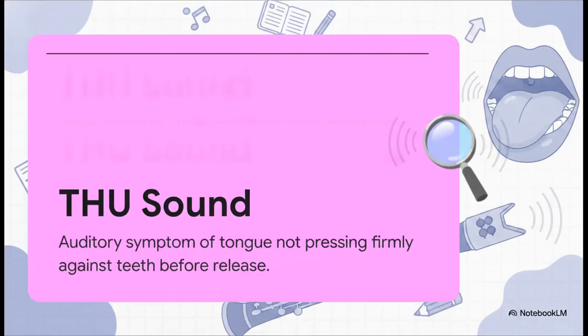Since band is an auditory medium, knowing exactly what to listen for is just as vital as what to look for. If you hear this huffing or puffing "thu" sound during articulation, that is an immediate red flag. It's an auditory symptom telling you their articulation mechanics are just too weak. Specifically, it means their tongue isn't pressing firmly enough against the teeth before they release the airstream.